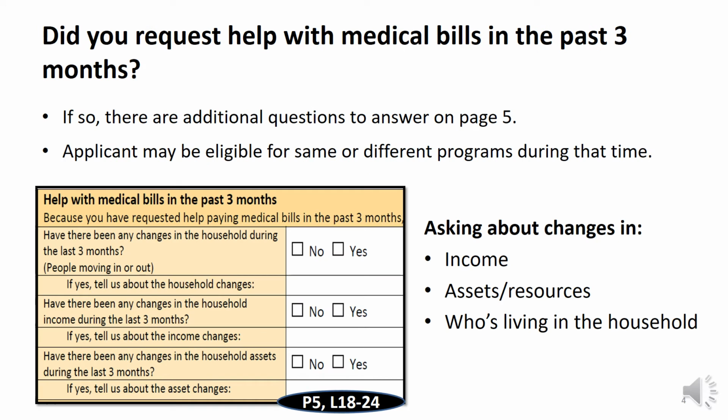Did you request help with bills in the past 3 months? If so, there are additional questions to answer on page 5 of the application. The applicant may be eligible for the same or different programs during that time. It'll all depend on whether or not there are changes in income, assets or resources, or who's living in the household.